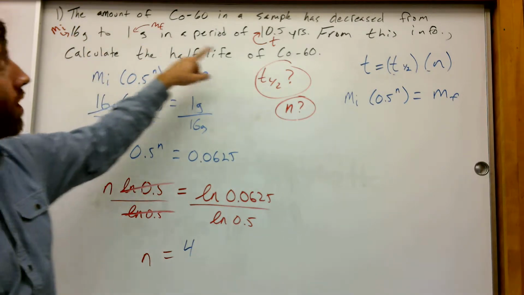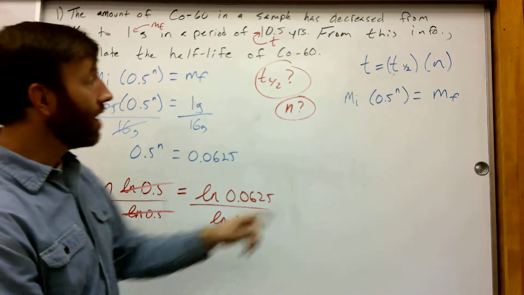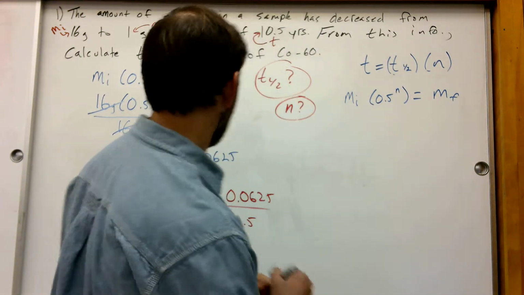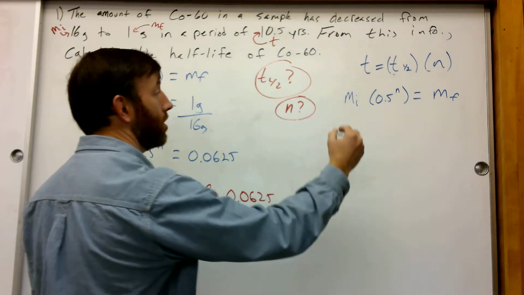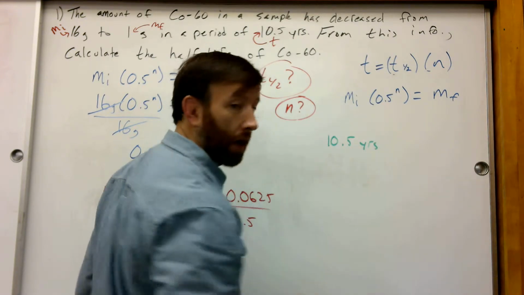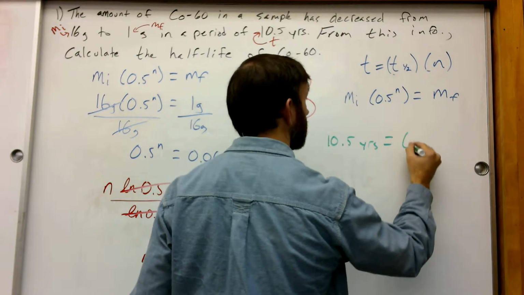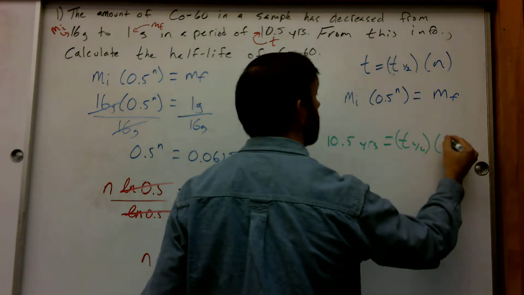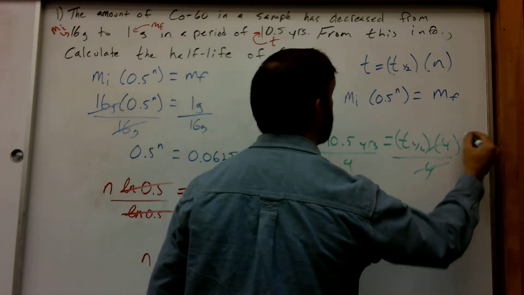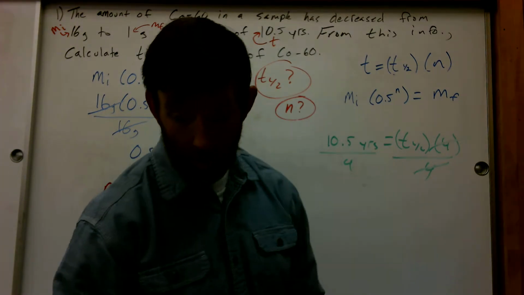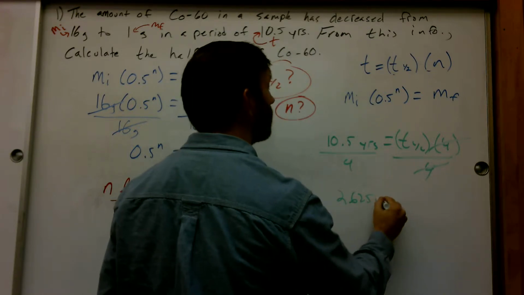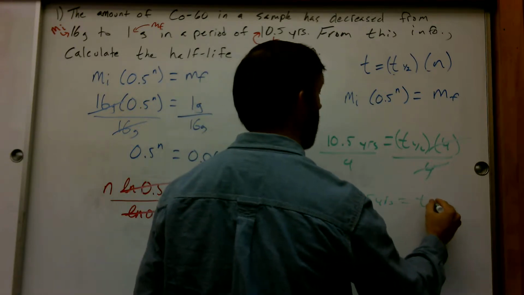Okay? So I now know n. What other values do I know? I know t. So I now know that n is 4, so I can substitute that 4 into this top equation right there. I know t is 10.5, and that equals t 1/2, the value I don't know yet, times 4. All right, then we just divide both sides by 4. 10.5 divided by 4, and I should get 2.625 years equals t 1/2.